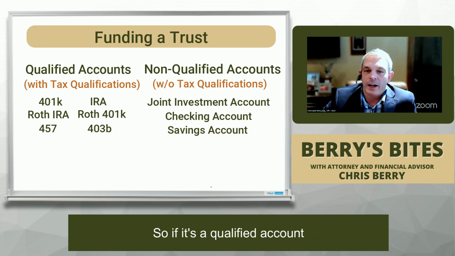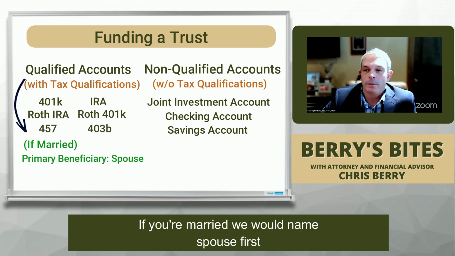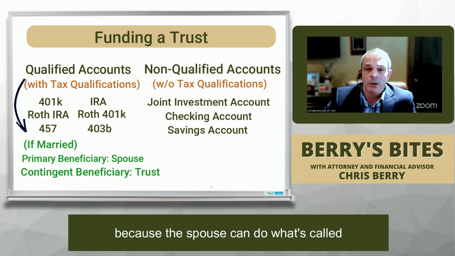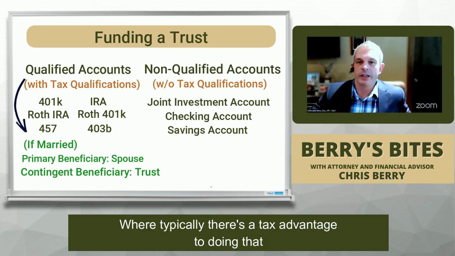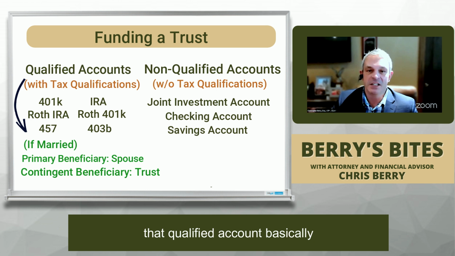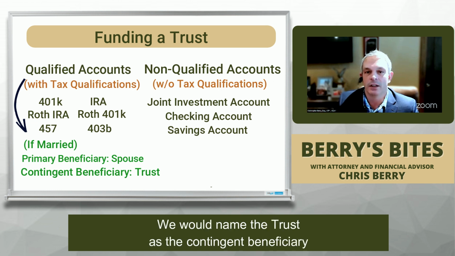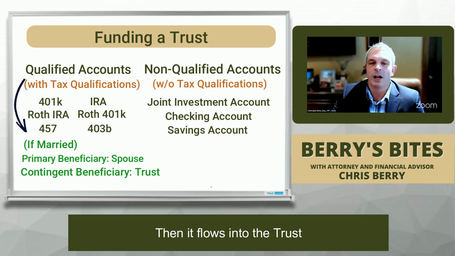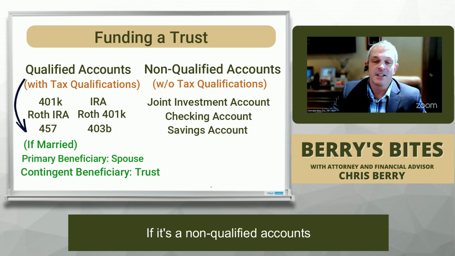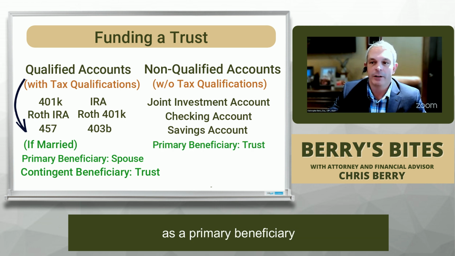So if it's a qualified account, like a 401k or IRA, if you're married, we would name spouse first and then trust, because the spouse can do what's called a spousal rollover, where typically there's a tax advantage to doing that, where now that qualified account basically becomes the surviving spouse's. But then the contingent beneficiary would be the trust. We would name the trust as a contingent beneficiary. So when that surviving spouse passes away, then it flows into the trust and can go to the beneficiaries. If it's a non-qualified account, then typically we'll just name the trust as the primary beneficiary.